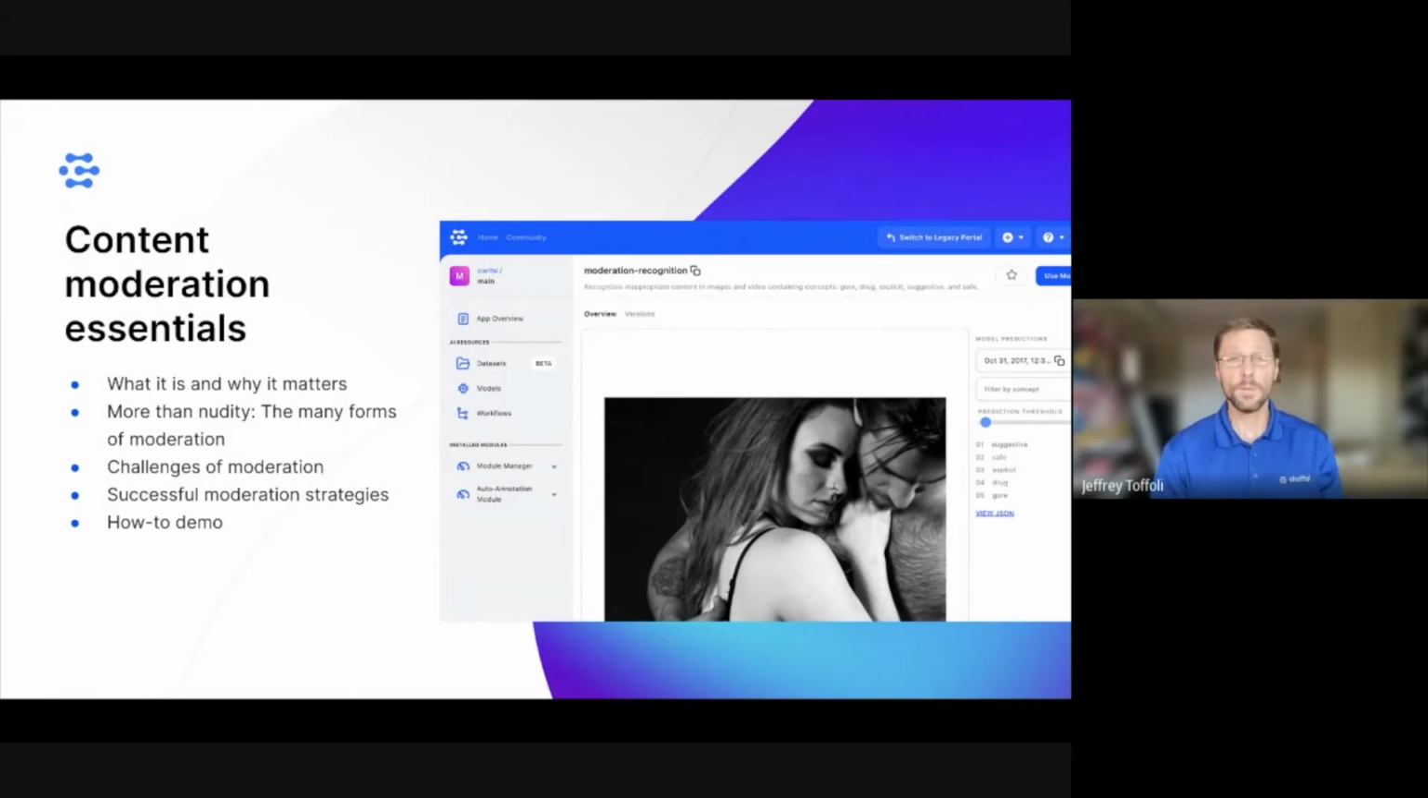We're going to be starting today's presentation with a bit of an overview. We want to make sure that we provide some context for what content moderation is and why it matters. We are going to dispel some misconceptions about content moderation. It's about more than just moderating nudity, and we'll show you some of the nuanced different forms that content moderation can take. We're going to get clear about some of the challenges faced when building a content moderation solution so you can address these kind of issues head on. And then we're going to dive into successful content moderation strategies. And then I'll hand the screen over to Kirk to walk you through a how-to demo, just so you can see how these kind of solutions are built.